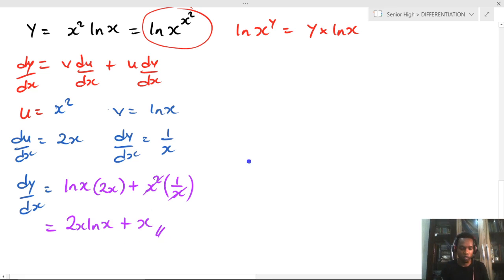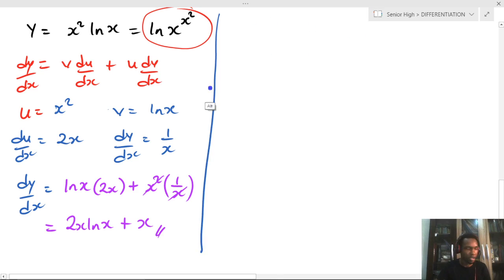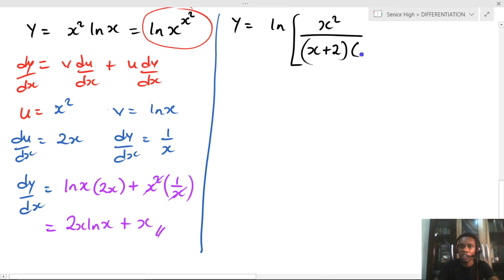Okay, so finally let's take one more question to cap it all up for ln solving. So I would like to split my screen. Now this one is going to be very interesting. We have y is equal to ln of x squared over x plus 2 bracket x minus 3 and then close it. Now in solving this one, remember I told you we can break them down using the law of logarithm, which tells us that whenever you have ln of x over y, it can be equal to what?